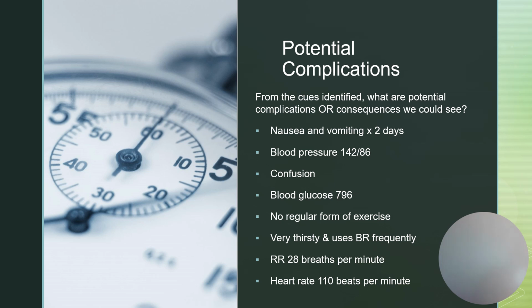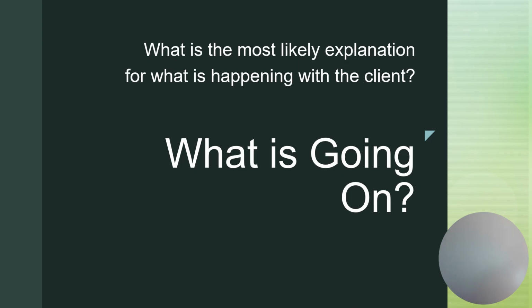He is definitely a safety risk because of the confusion. He's at risk for organ damage and death because of that really high blood glucose. No regular exercise can definitely lead to the obesity and osteoporosis, immobility complications, and being very thirsty, using the bathroom often, the fluid and electrolyte imbalances are a real possibility. I think this client has DKA.